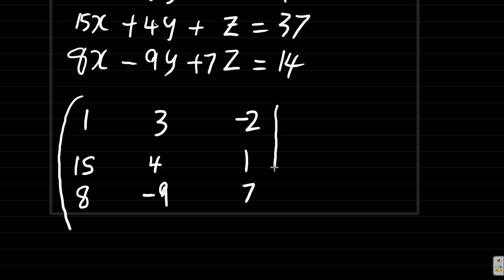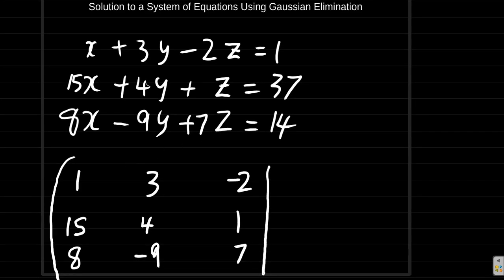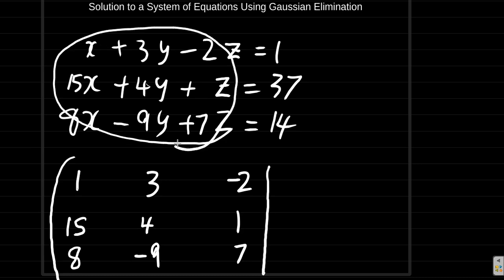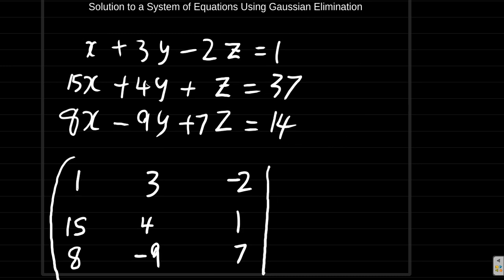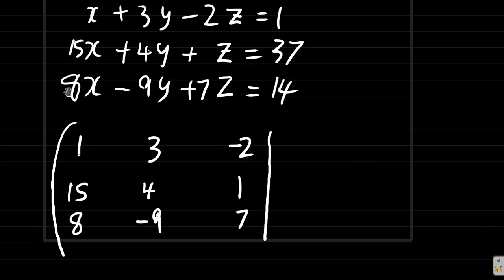And you will separate the left hand side of the equation from the right hand side, where you know the equal sign divides them into the two sides. You separate them using a vertical line. On the right hand side you have 1, 37, 14. Okay? See that?